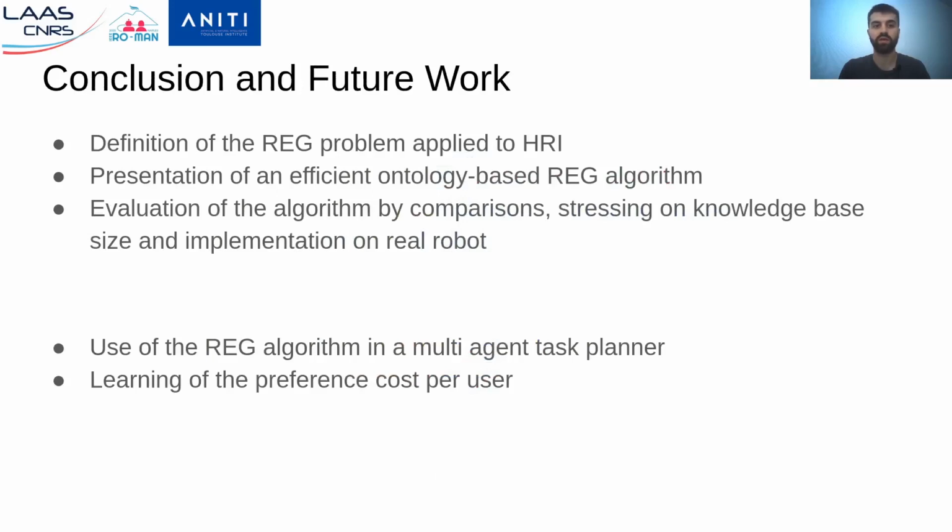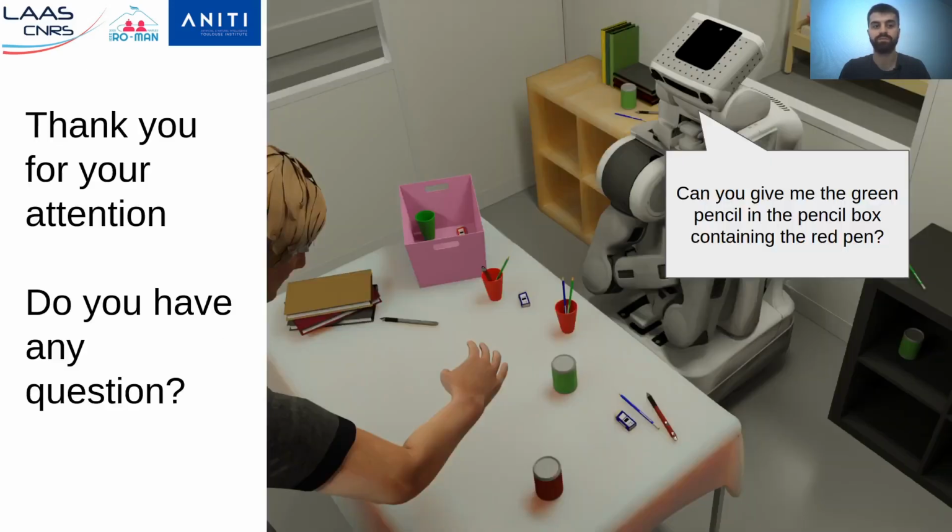So in this work, we presented a definition for the REG problem applied to HRI, presented an efficient ontology-based algorithm, and evaluated it. In the future, we plan to use our algorithm at task planning level to get an estimate of communication cost in order to balance communication actions with other ones. Moreover, we want the robot to be able to learn the property cost during the interaction.